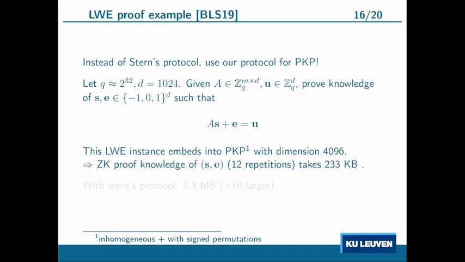In contrast, if we were to use Stern's protocol, then the proof size would be 2.3 megabytes, which is 10 times larger. If you want a more detailed comparison between our protocol, Stern's protocol, and other proof systems for lattice-based relations, please have a look at the paper.